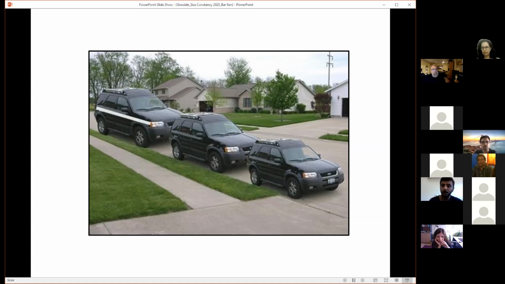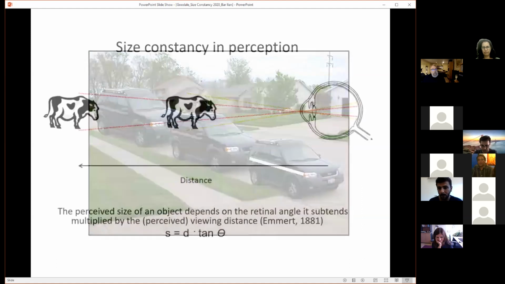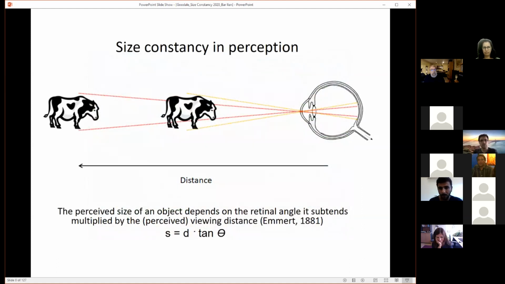And we can see this is not a trick. We can move a bar from the apparently larger car to the apparently smaller car, and we can see indeed that they are the same size in terms of the retina, not in terms of how they are perceived in the real world. So back in the 19th century, Emmert made it very clear that one can quickly calculate the real world size of an object on the basis of its retinal image size and distance.